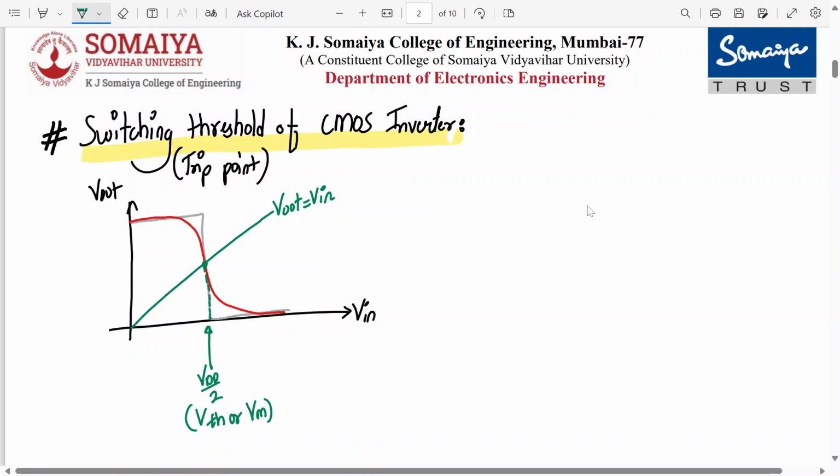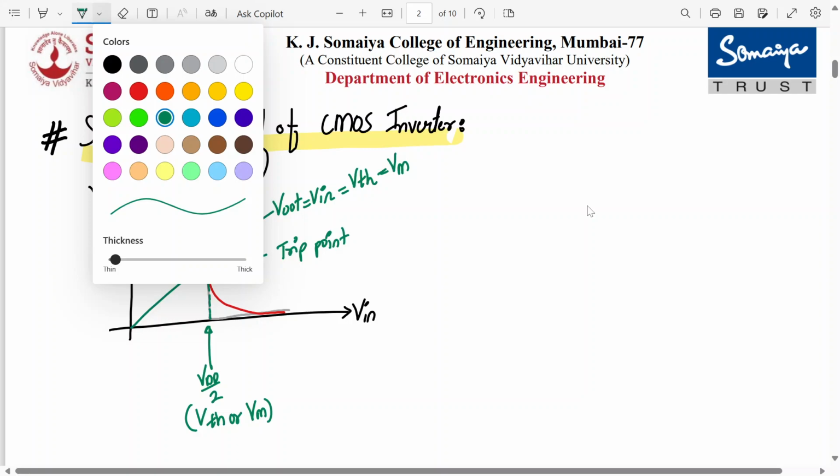So this is equal to VTH. This point over here is called the trip point, or it is also called the switching threshold, or it is also equal to VM. So write down the definition over here for the trip point.